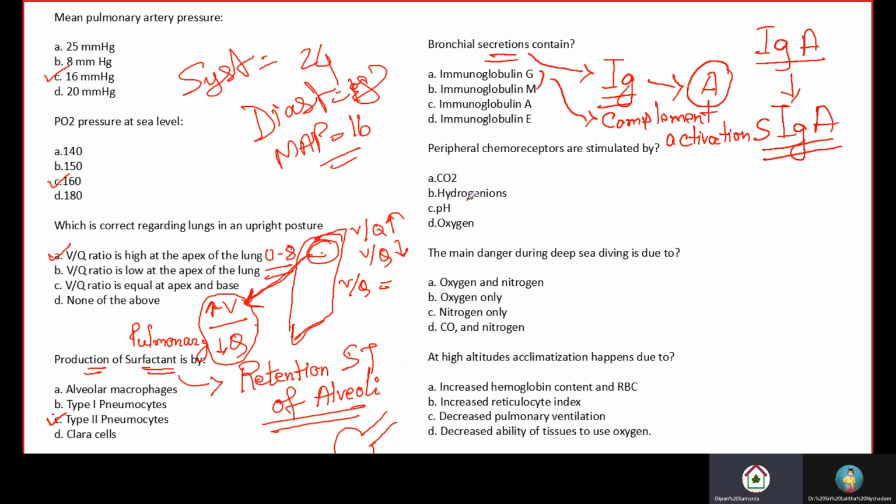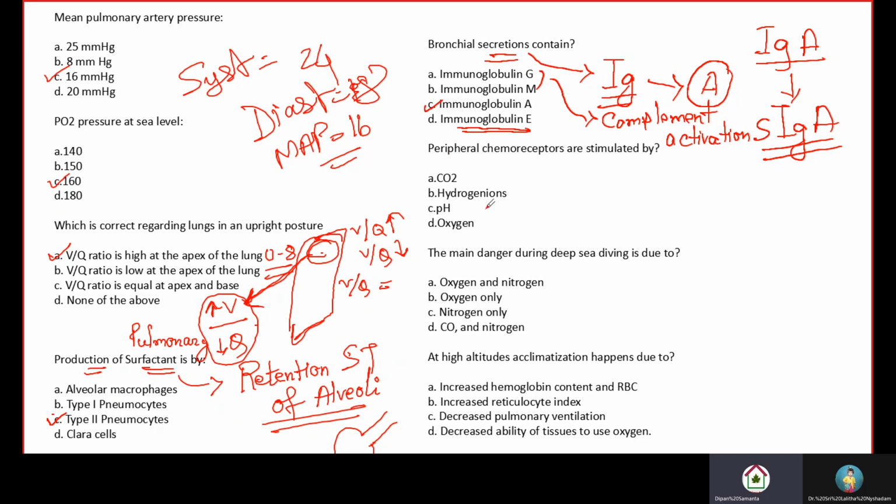And IgE releases histamine from basophils and mast cells. That's why IgE is very much involved in hypersensitivity reaction, acute hypersensitivity reaction, then asthma, then allergy. Okay, so histamine mediated reaction. IgE is associated with histamine mediated reaction. So anyway, the answer will be IgA.